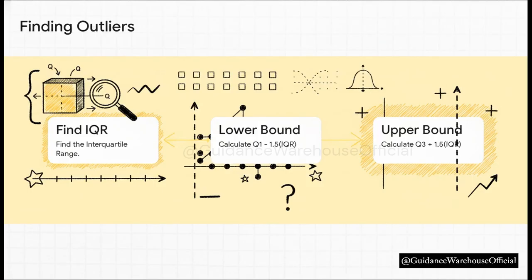Here is the step-by-step formula. Grab a pen if you need to. Step 1, find the interquartile range, or the IQR. Step 2, calculate your lower bound. You do this by taking your first quartile and subtracting 1.5 times the IQR. Step 3, calculate the upper bound by taking your third quartile and adding 1.5 times that IQR.